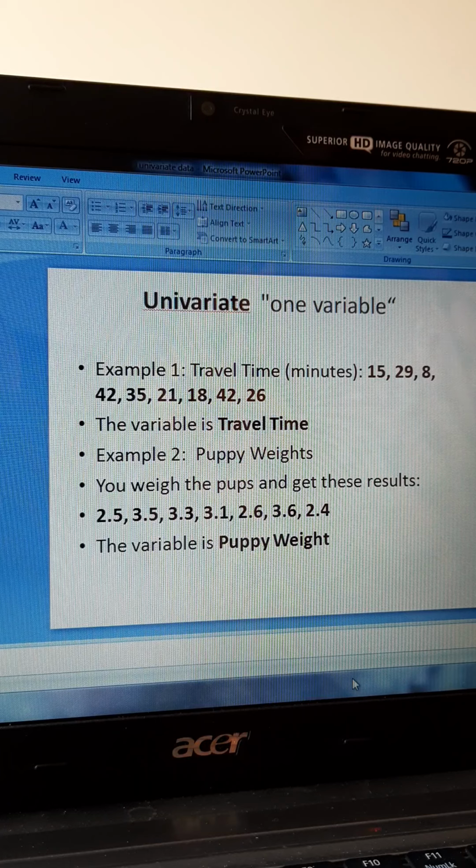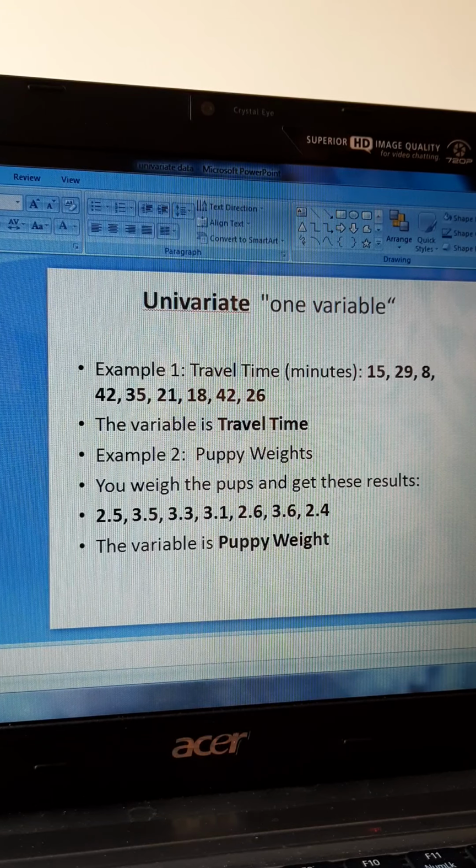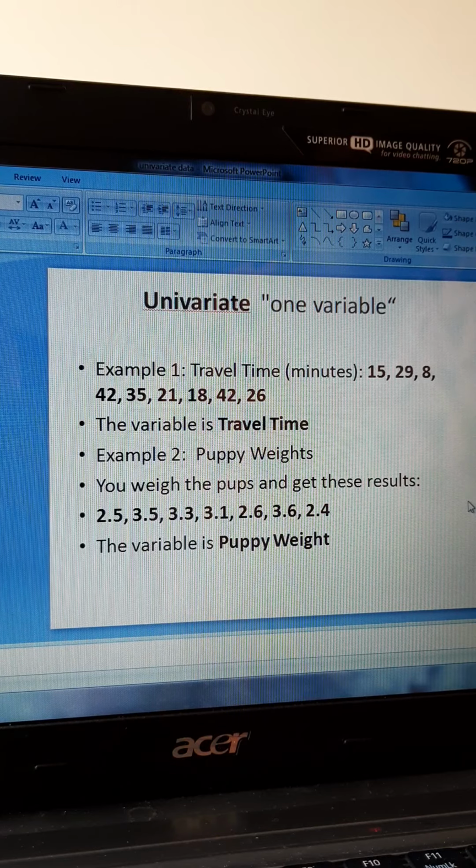We are in Module 5 and yesterday we had seen descriptive statistics. Today we are seeing univariate, bivariate in this module. So what is univariate? When you are dealing with only one variable.